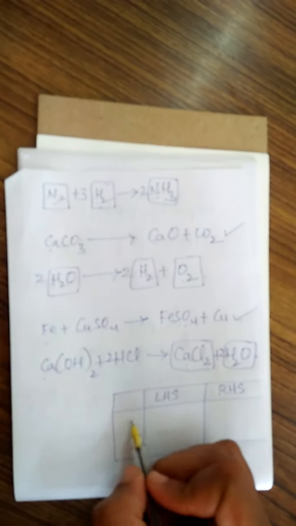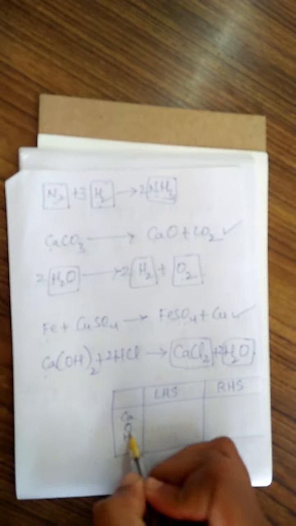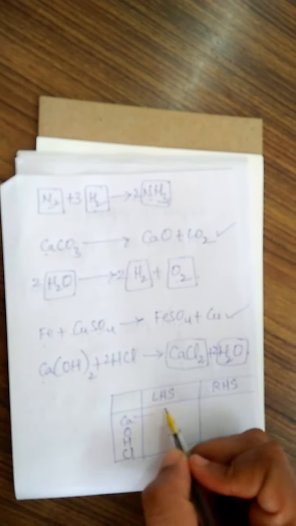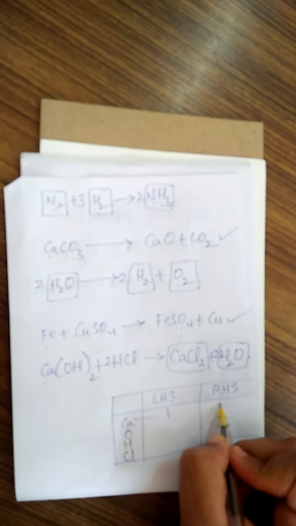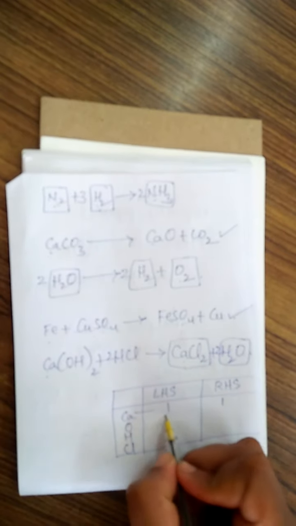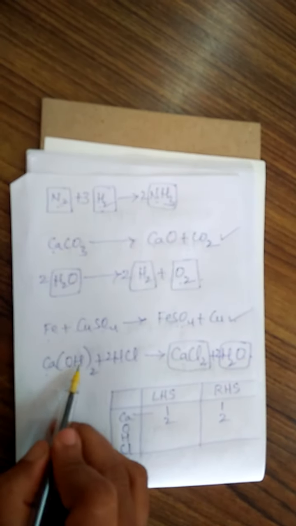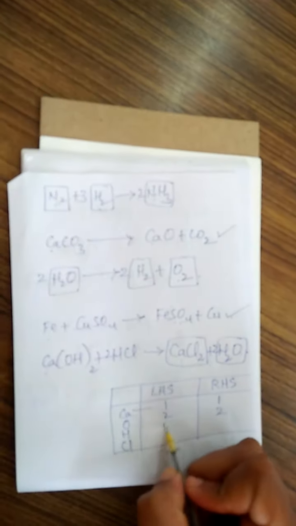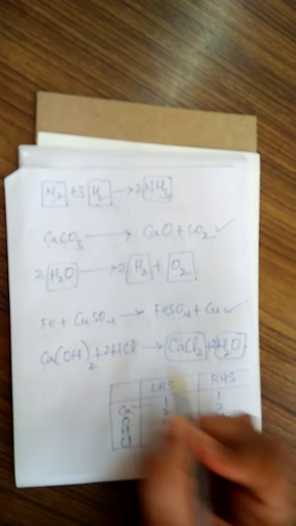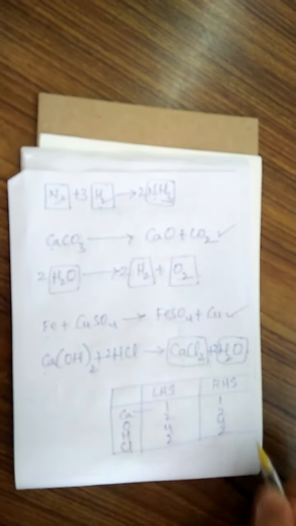Here calcium is there, oxygen is there, hydrogen, chlorine. How many are there on the left hand side after balancing? After balancing 1, right hand side 1. Oxygens how many? 2. Here also 2. So 2, 2. Hydrogens how many? 2 plus 2, 4. Here also how many? 4. Chlorines how many on the left hand side? 2. Here how many? 2.